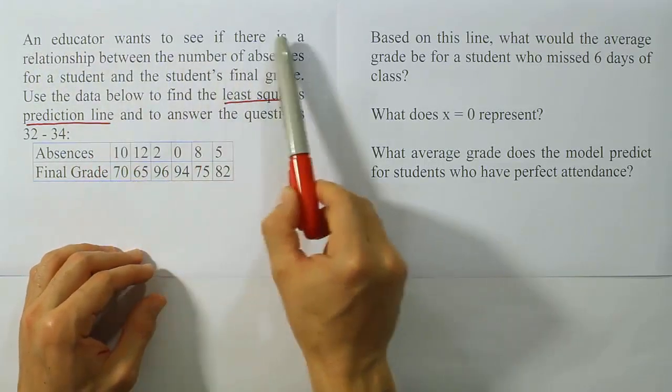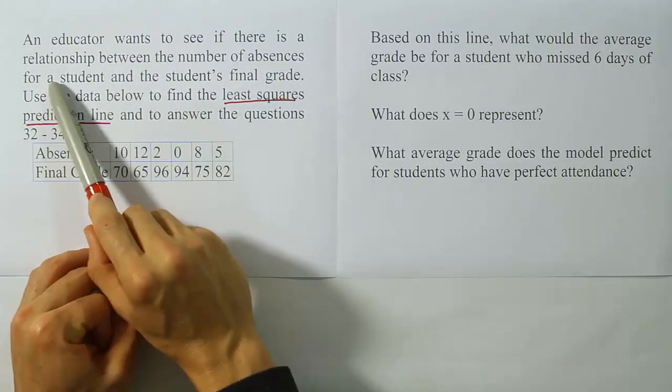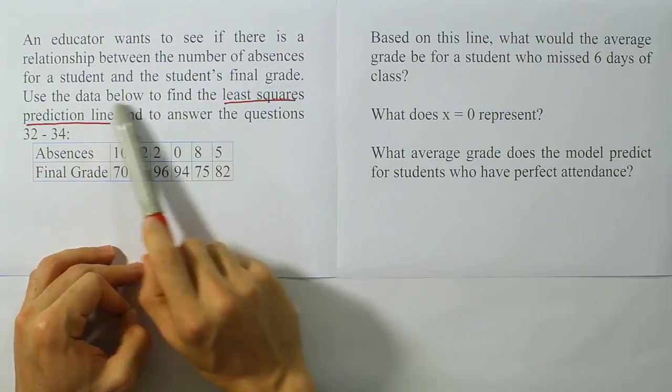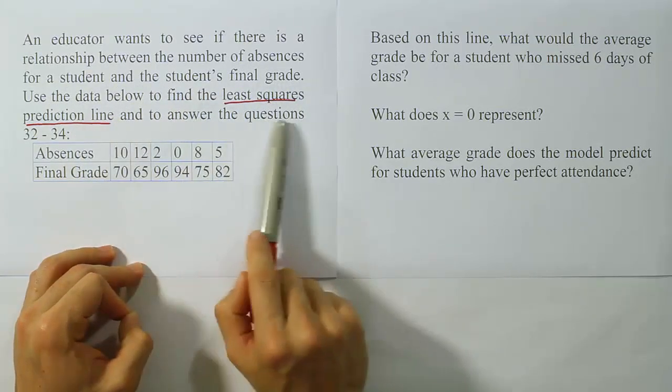An educator wants to see if there is a relationship between the number of absences for a student and the student's final grade. Use the data below to find the least squares prediction line and to answer questions 32 to 34.